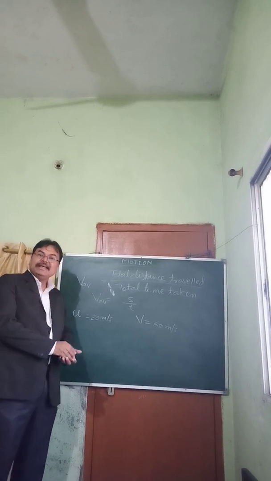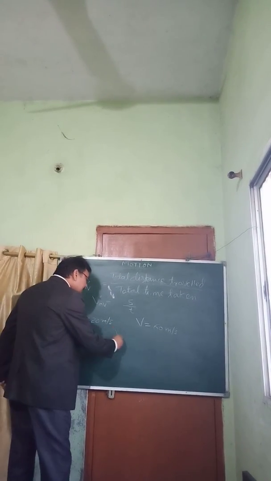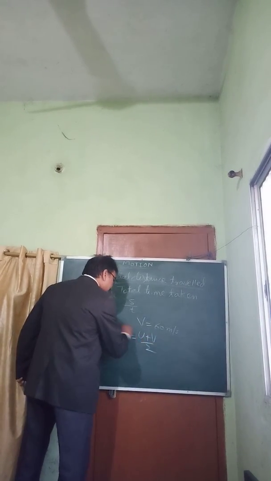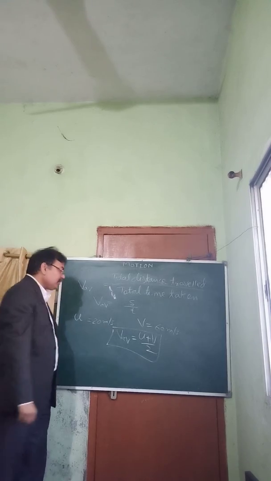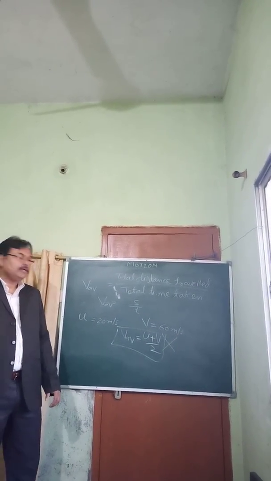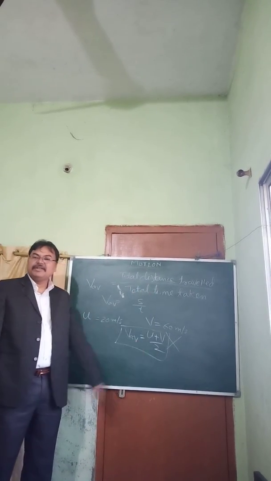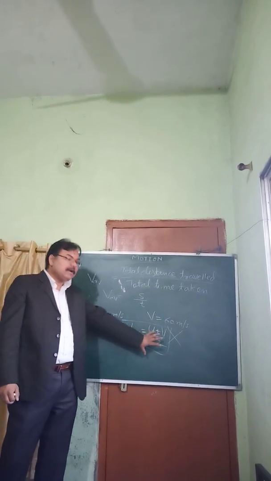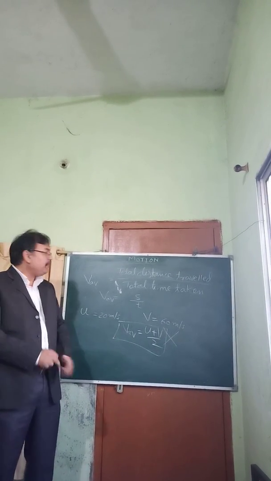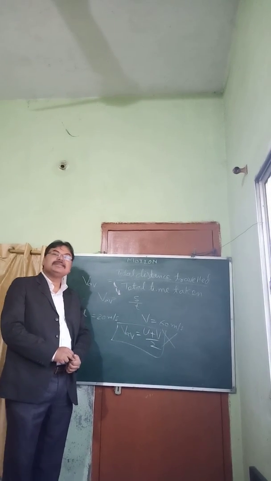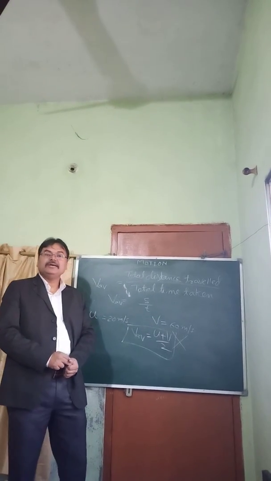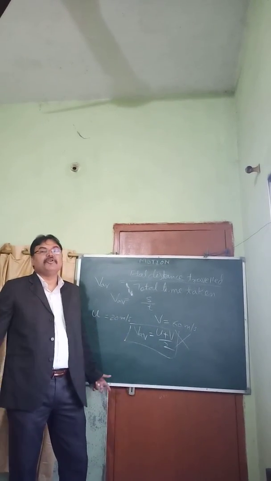In NCERT, a formula is given that V average is equal to (U plus V) by 2. But my children, this is not always correct. Although this is the general formula for average speed, it is not always correct. We have got different cases. Based on this general formula, there are different cases which we have to discuss, so that we can calculate the average speed when questions come on that.